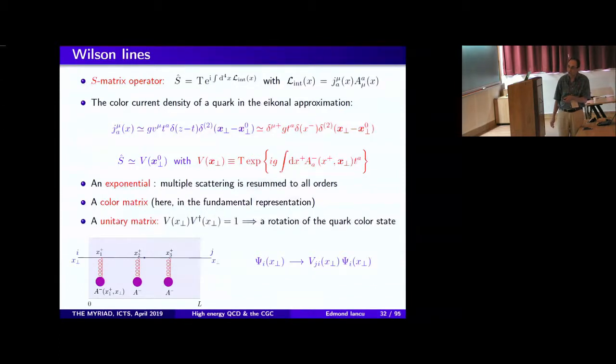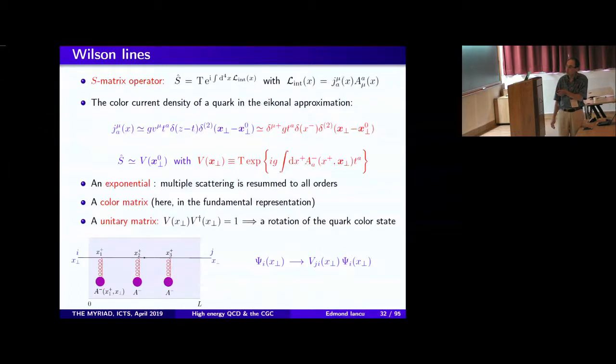So at all the points of this trajectory inside the nucleus, the quark can scatter off the color field at those points. And I have to integrate over all these interactions, all the scatterings. And I have to order the matrices according to the time of interaction. This is the symbol of the time ordering operator here. This is a matrix, so there's no commutation between these matrices.